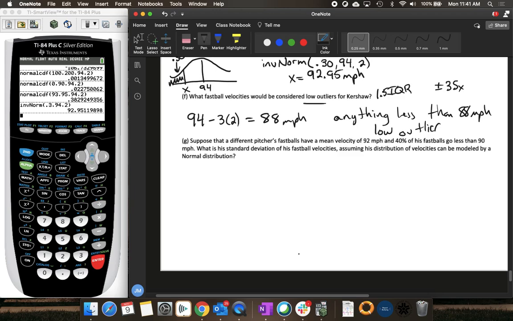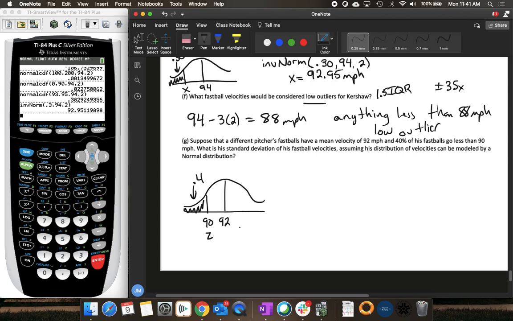All right, so in part G, we're going to do something similar to what we did in the previous example. Suppose now that we've got a different player's fastballs that has a mean of 92 miles per hour. Let's draw his normal distribution, 92 in the center, and 40% go less than 90. So you've got 90 somewhere over here, and you know the area is 0.4. We want to know what his standard deviation of fastball velocities is, assuming the distribution can be modeled by a normal distribution. Remember, before we didn't know the mean; this time we don't know the standard deviation.